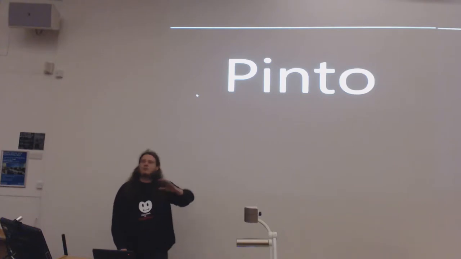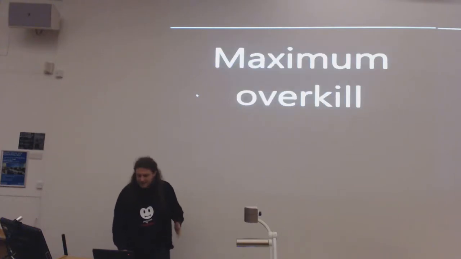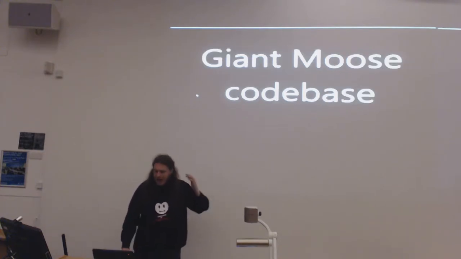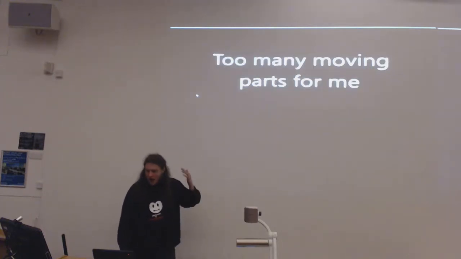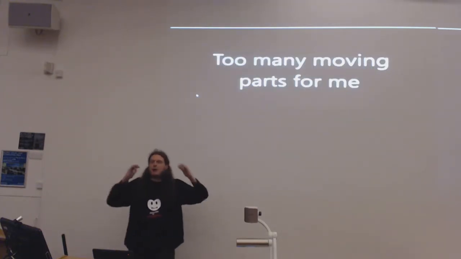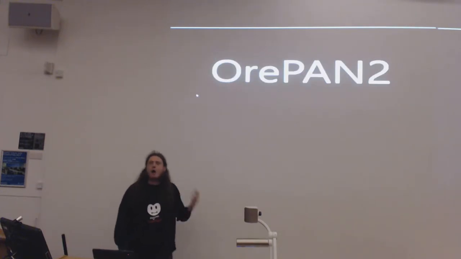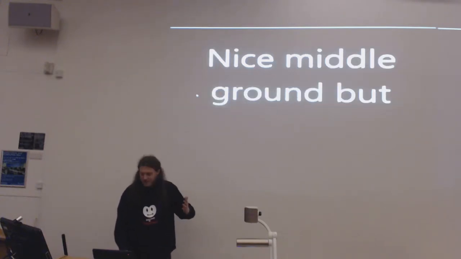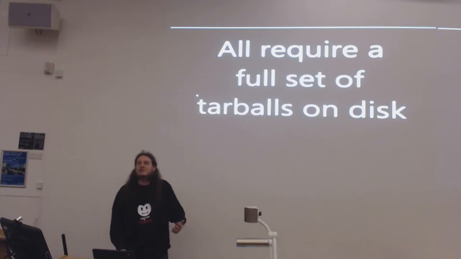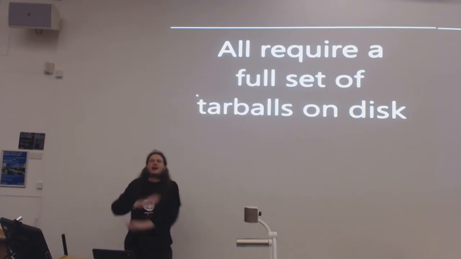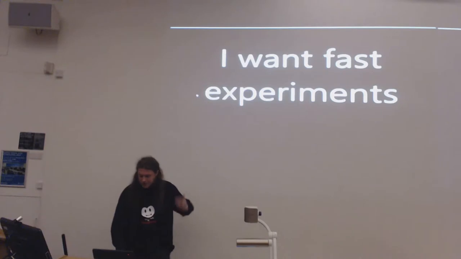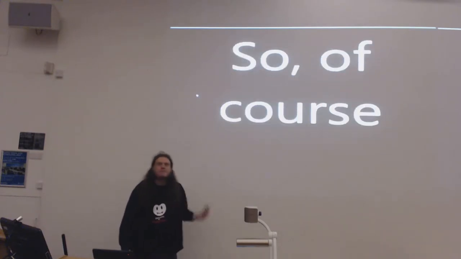Pinto has got quite a bit of publicity over the past few years. Pinto is maximum overkill, and I don't mean that as a criticism, merely as a statement of fact, right? It's a giant Boost code base, hugely configurable, lots of power, too many moving parts for my taste. OrePAN 2, I hadn't heard of that at all. If you haven't heard of it, go look at it. It's well worth a look. It's a nice middle ground between the previous two, but it still requires a full set of tarballs on disk, and I don't want to have to pull down an entire CPAN mirror every time just to pin one distribution. I want fast experiments and not too much disk space.